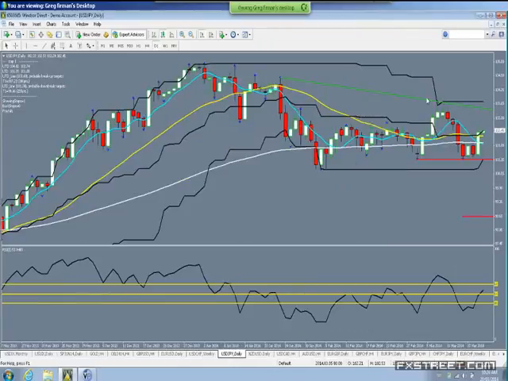When we come into our dollar-yen pair, before we finish up with our commodity currencies, dollar-yen it's a tricky one because the primary correlation is to the S&P 500.